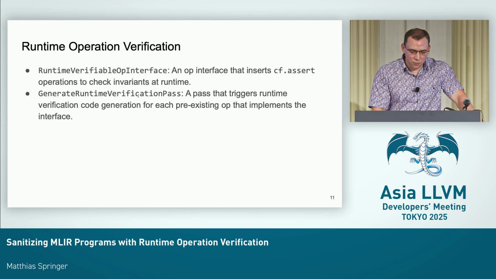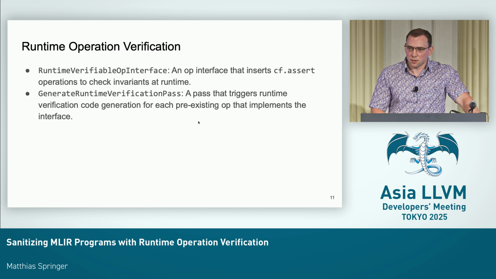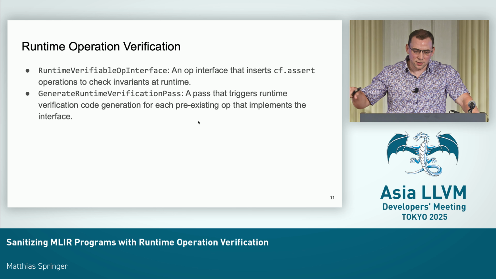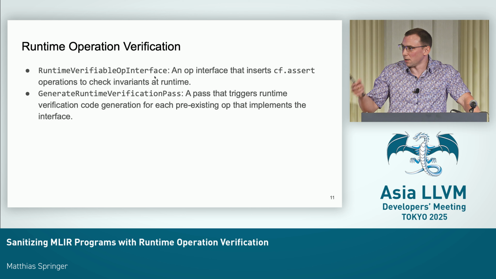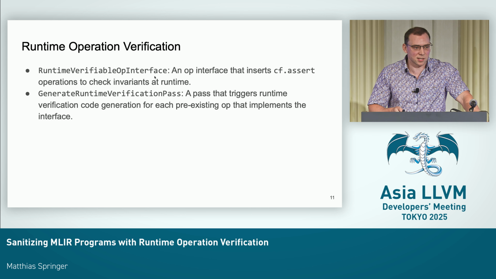And also there's the generate runtime verification pass. That's a pass in MLIR that will basically just go over all operations in your module, check if the operation implements this interface, and if so, it will call the interface method to generate the runtime verification code.